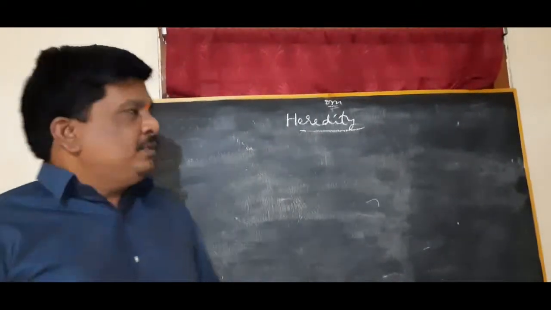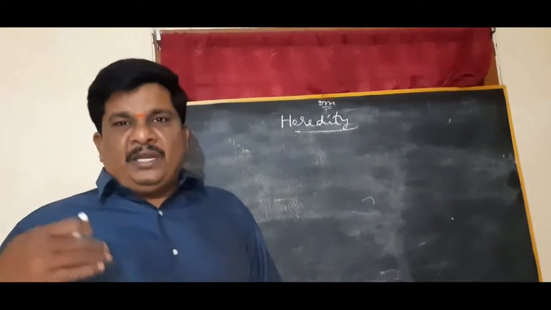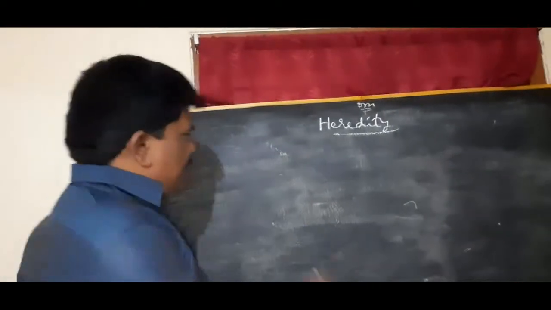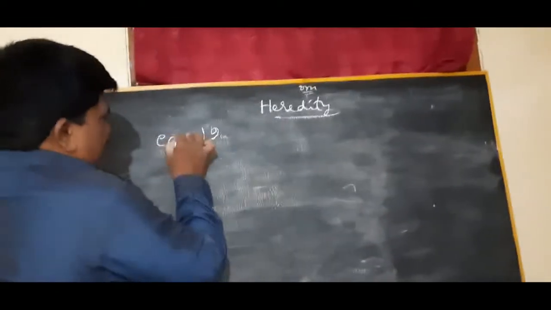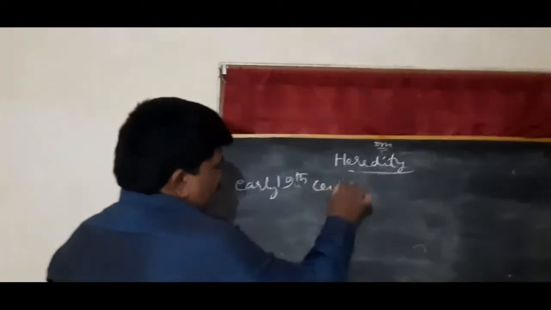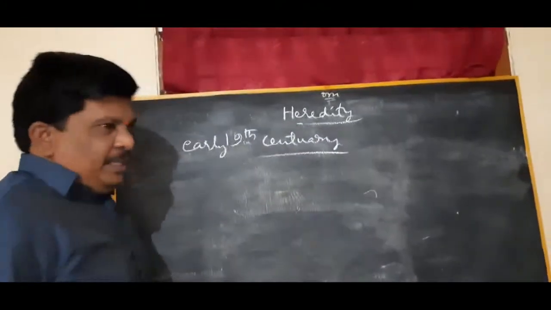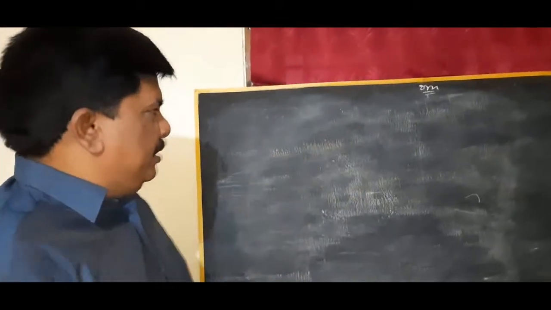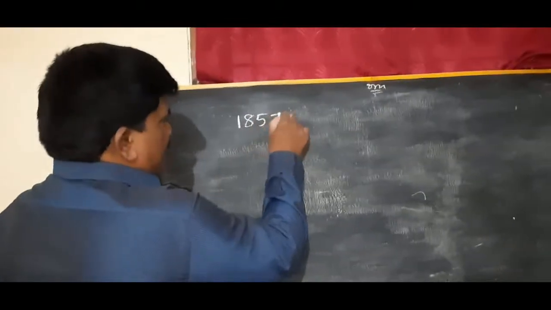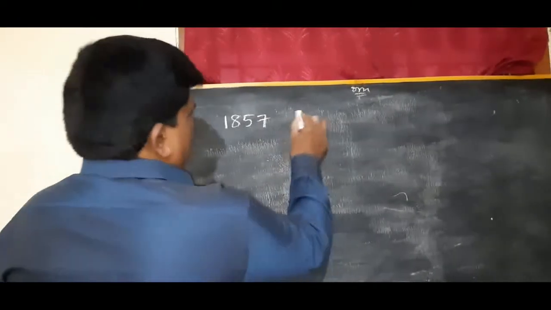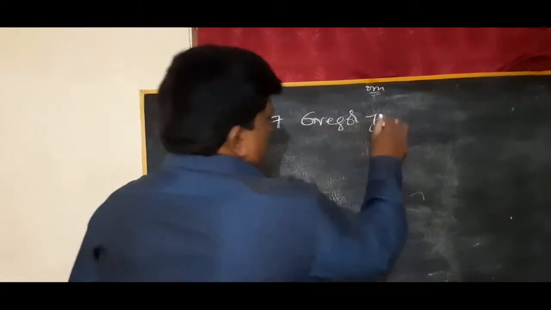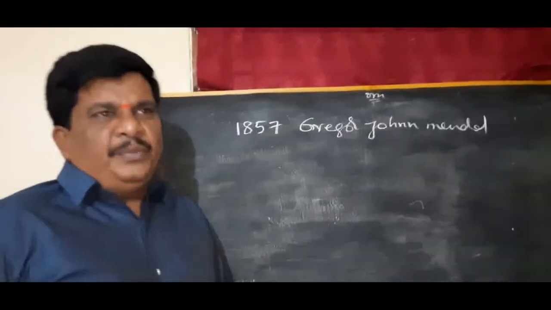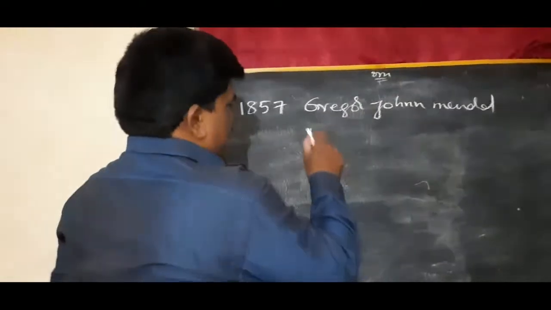About this inheritance and transfer of parental characters to children, many scientists worked in the early 19th century. But let me discuss Gregor John Mendel. In 1857, Gregor John Mendel worked on pea plants.